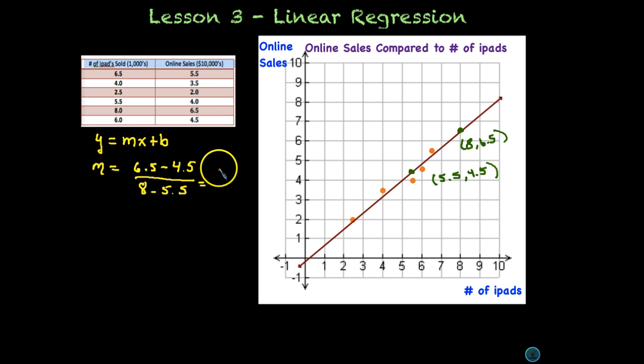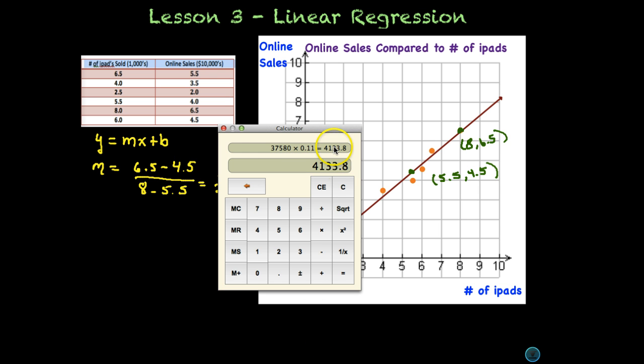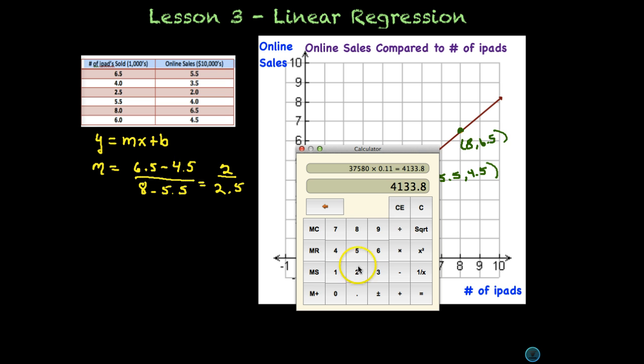And then I just need to simplify. So that's going to be 2 over 2.5. Since that's a fraction that has a decimal, I would go ahead and put this in my calculator and determine what that is as a decimal instead of this improper type fraction. So I'm going to do 2 divided by 2.5 and come up with 0.8.